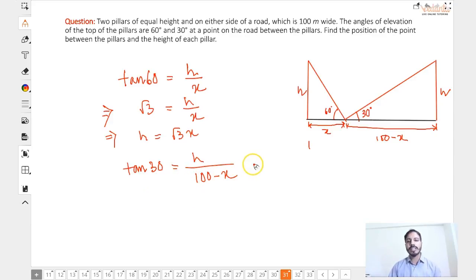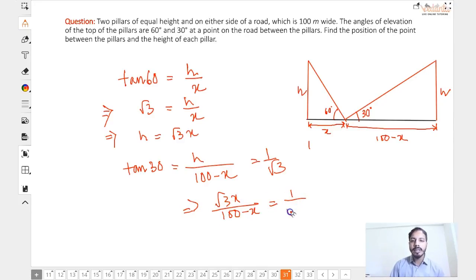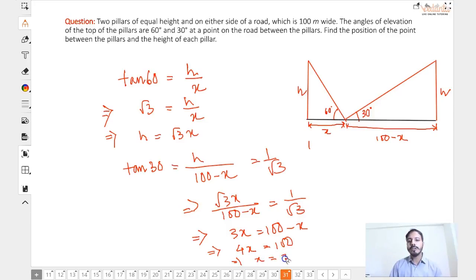And what is tan of 30? Tan of 30 is 1 by root 3, right? And what is h? h is root 3x. So root 3x by 100 minus x is equal to 1 by root 3. Now if I cross multiply, I will get 3x is equal to 100 minus x, or 4x is equal to 100, or x is equal to 25, right?